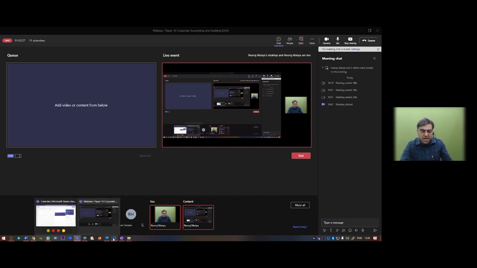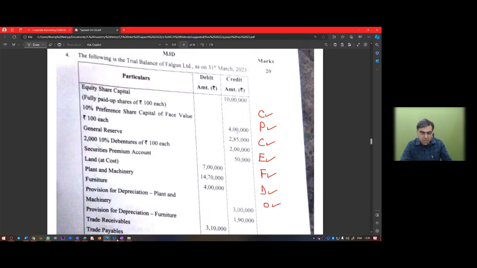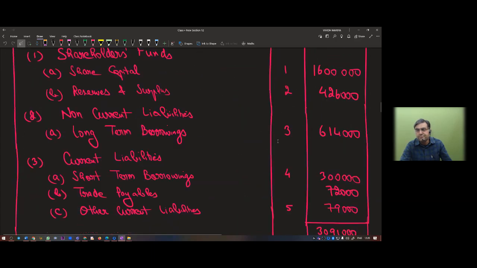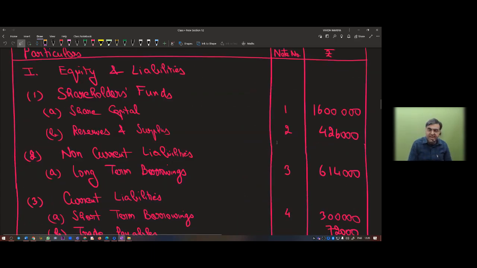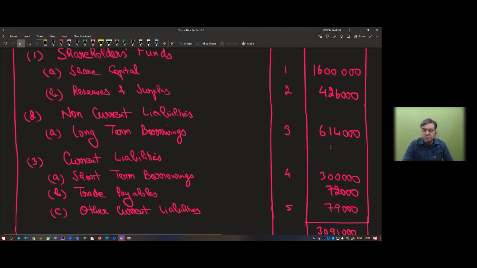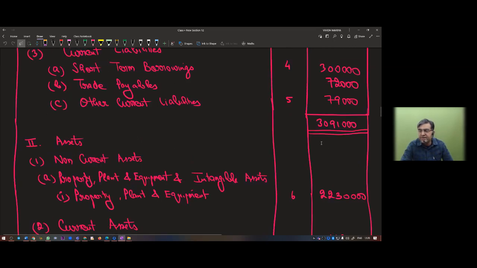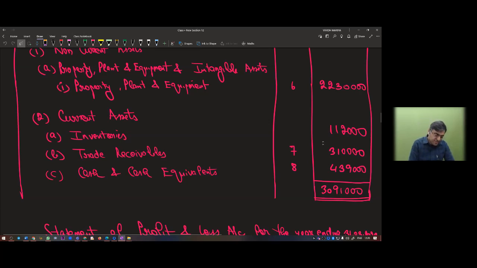Guys, no doubts still? First of all, let me check the total. Let me check the totals again very fast now. 16 lakhs, 4 lakh 26,000, 6 lakhs 14,000, 3 lakhs 72,000, 79,000, 30 lakh 91,000. On the asset side, 2230, 1,12,000, 3,10,000, 4,39,000.